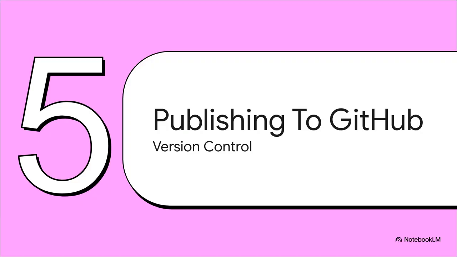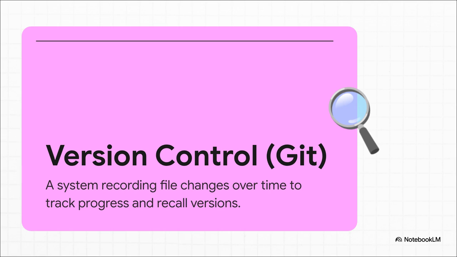Section 5. Publishing to GitHub. Version control. The answer to that nightmare scenario is version control, specifically a system called Git. It's built right into VS Code, and it acts like a time machine. It records every single change to your files over time so you can track your progress and, most importantly, recall specific older versions if you ever make a catastrophic mistake. That's why Git is an absolute necessity.